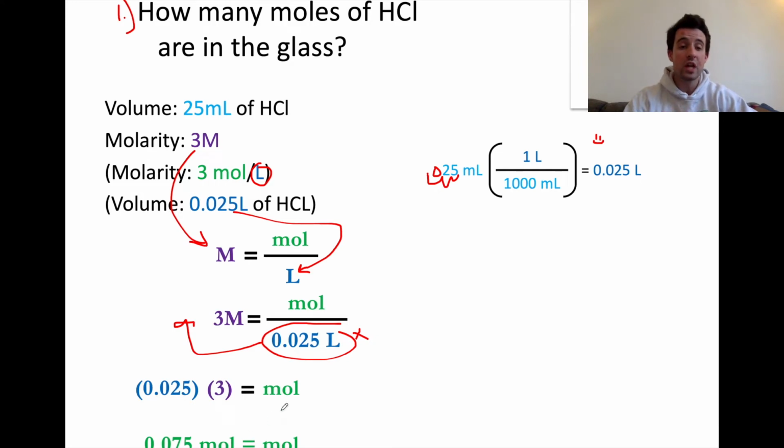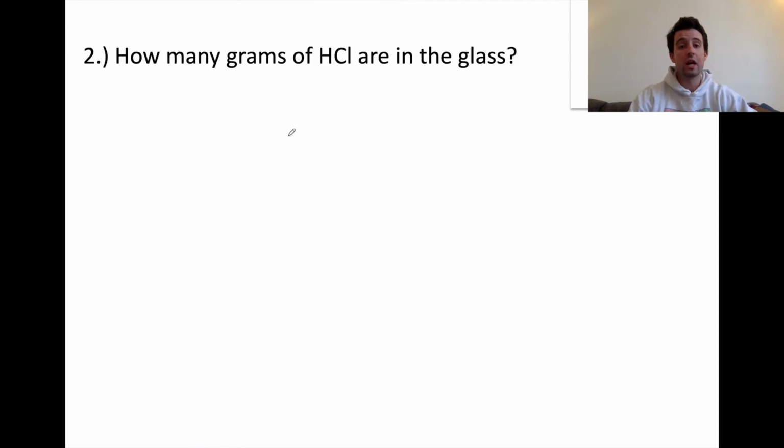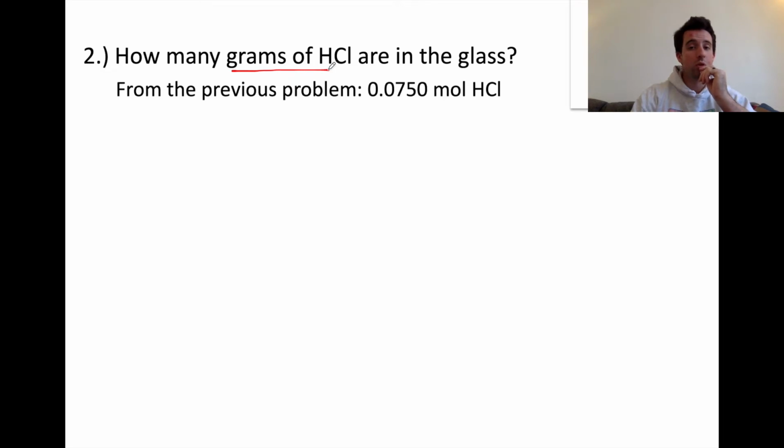Now we're going to need to use that number for the next problem. So let's get after it. Second question is, how many grams of HCl are in the glass? We know from the previous problem that 0.075 moles of HCl is what we have. So we need to convert it into grams.